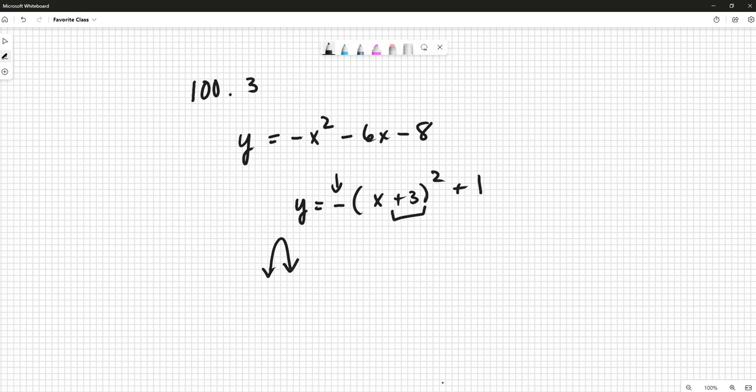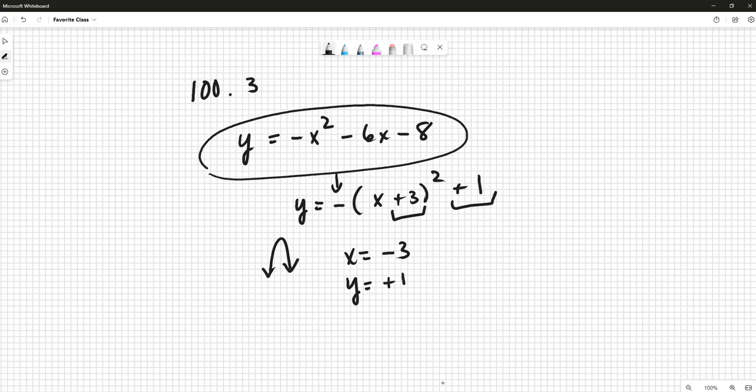We know that this is the axis of symmetry, the x value with the opposite sign, and that this is the y value of the vertex, so positive 1. In order to find another point to graph this parabola, you can pick any number for x and substitute that in for x to get another point.